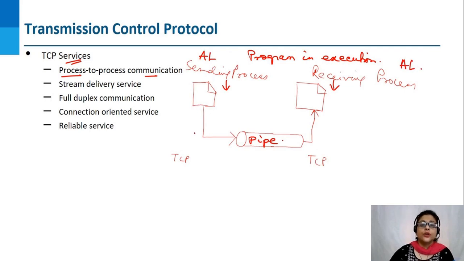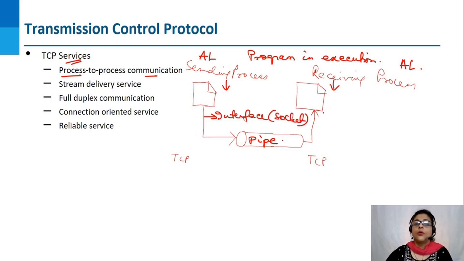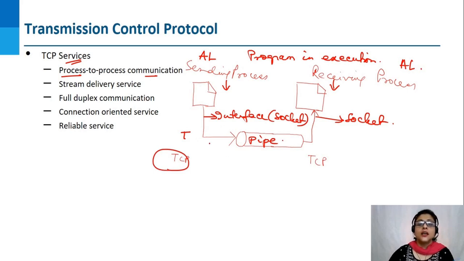They are then moved to the TCP layer through an interface which is known as the socket at both ends. When it goes to the transport layer, it uses the TCP protocol to pass the data from the sending end to the receiving end. Next is the stream delivery service.